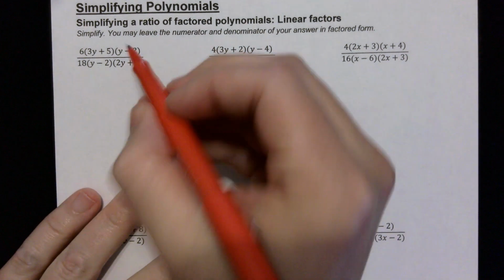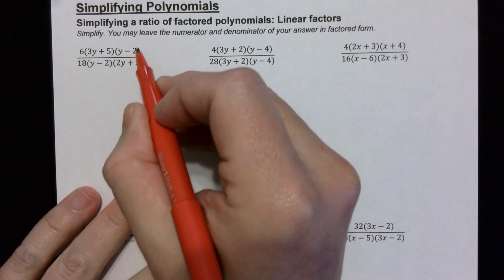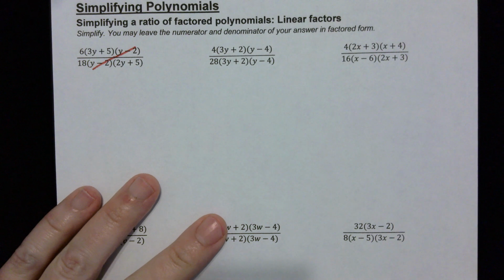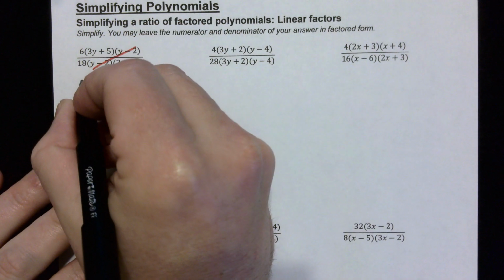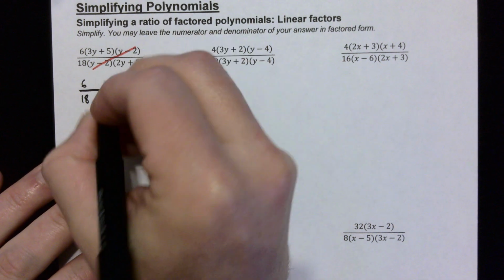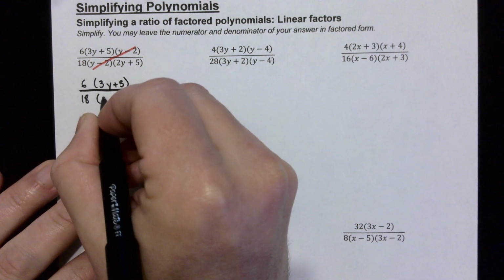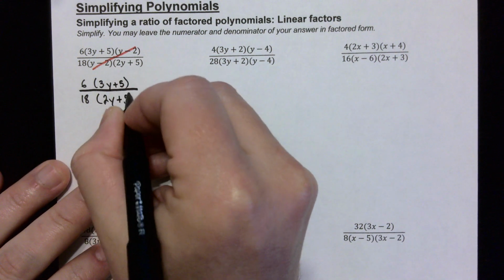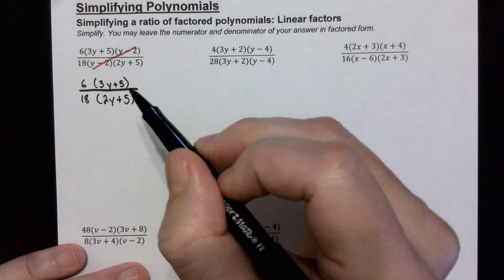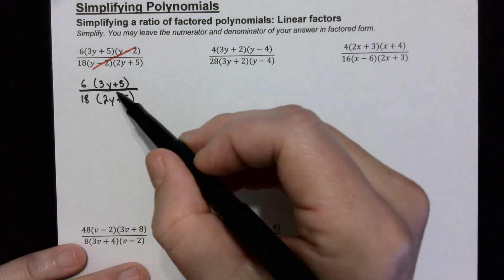The first thing on this first problem that you should notice is that there's a y minus 2 on both top and bottom. We're just going to cross those both out and reduce that. So that would give us 6 over 18. And then on top we have 3y plus 5, and on bottom we have 2y plus 5. We cannot cancel these two out, even though they're very similar. They have to be exactly the same in order for factors like this to cancel out. So these cannot be canceled.